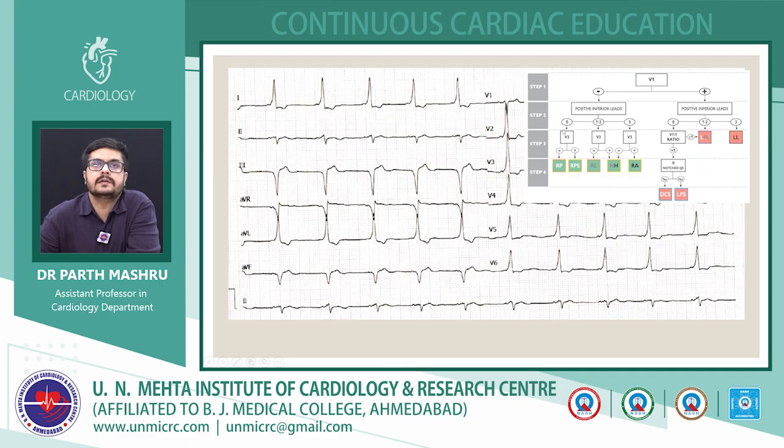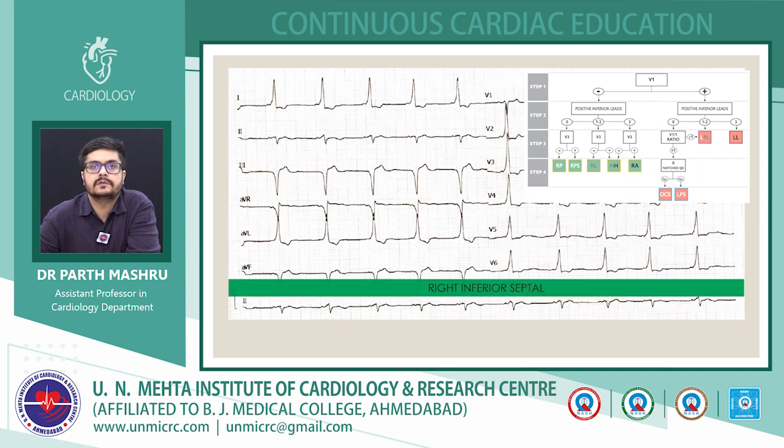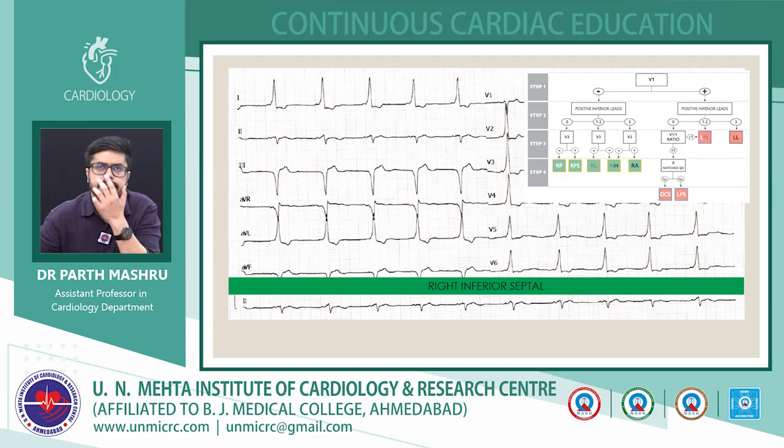So basically the purpose of looking at V3 is the transition of the delta wave from negative to positive. So if V3 is positive, that means the transition is early. That means the pathway is more towards the septal region. So the pathway according to this algorithm also comes out to be right posterior septal. So even without the algorithm, you can easily reach the localization of the pathway. So this was basically a right inferior septal region.